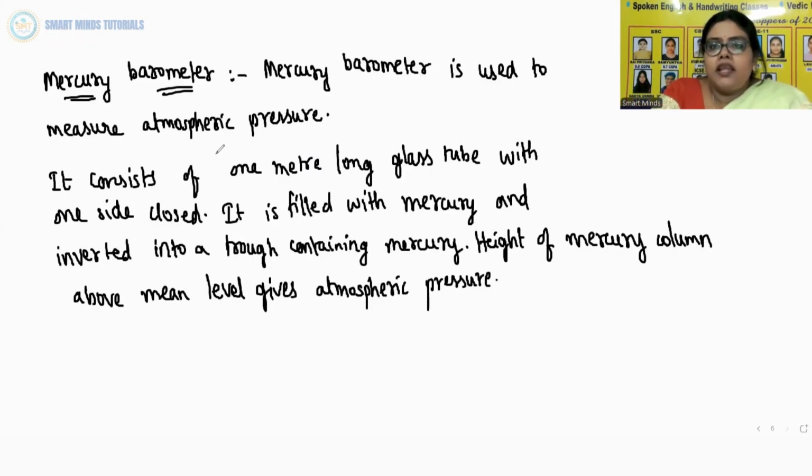You can see I have given some notes on mercury barometer. Mercury barometer is used to measure atmospheric pressure. It consists of a 1 meter long glass tube with one side closed. It is filled with mercury and inverted into a trough containing mercury. The height of the mercury column above mean sea level gives atmospheric pressure.